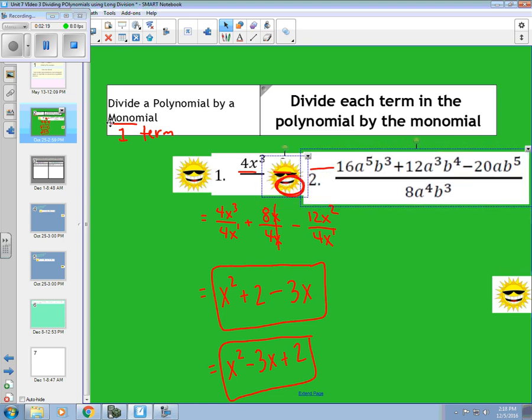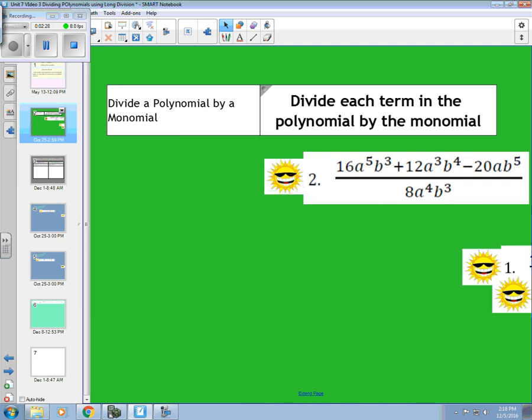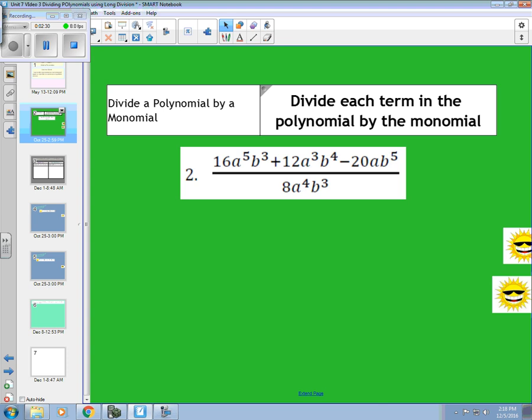So again, each term here, we want to divide by the monomial term. Everything is going to get divided out by this 8 a to the 4th b to the 3rd power. So if we divide the first one, 16 divided by 8 is going to be 2. a to the 5th power divided by a to the 4th power, we want to subtract those. That's going to be 1a there. And then b to the 3rd and b to the 3rd, those are going to cancel out. There won't be any b's left there.